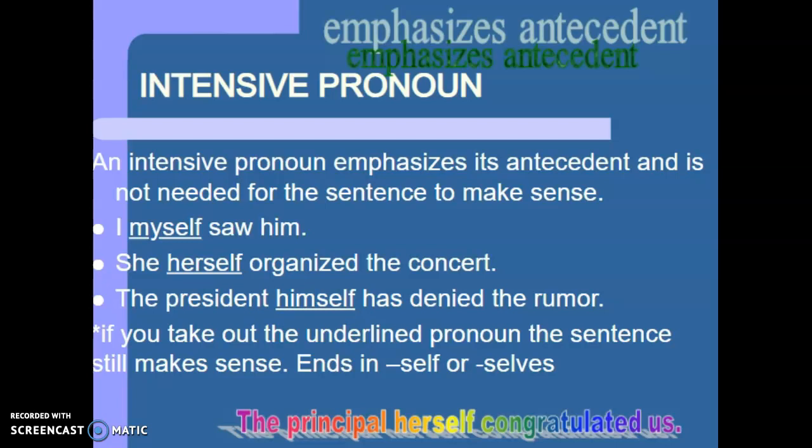So, here's what I want you to remember. If you take out the underlined pronoun, for example here, the sentence still makes sense. And again, it ends in self or selves. So if I were to take out himself, the president has denied the rumor. That sentence still makes sense. So that would be the intensive pronoun. Okay?